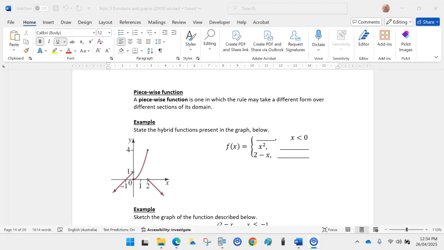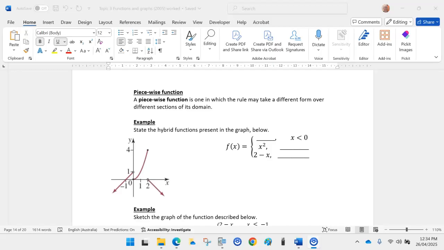Let's look at the first example. State the hybrid functions present in the graph below. Well, if you look at the graph below, you'll see that there are three different functions. So together it makes up a piecewise function. It's made up of three different functions because it's got three different graphs going there over three different domains, which means three different limits of x values.